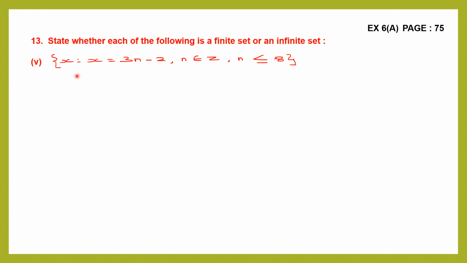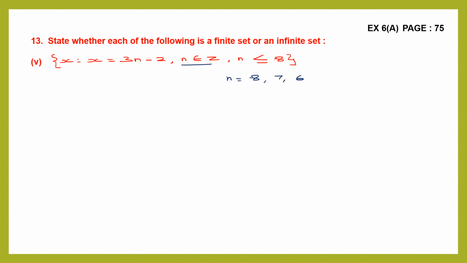The fifth one is x is such that x is equal to 3n minus 2, n belongs to integers and n is less than or equal to 8. So here, less than or equal to 8, so all numbers less than 8 and equal to 8. Let's write what n is. So n is equal to 8, 7, 6.